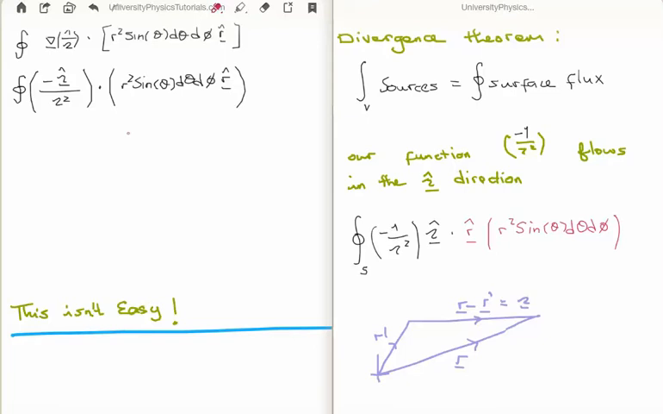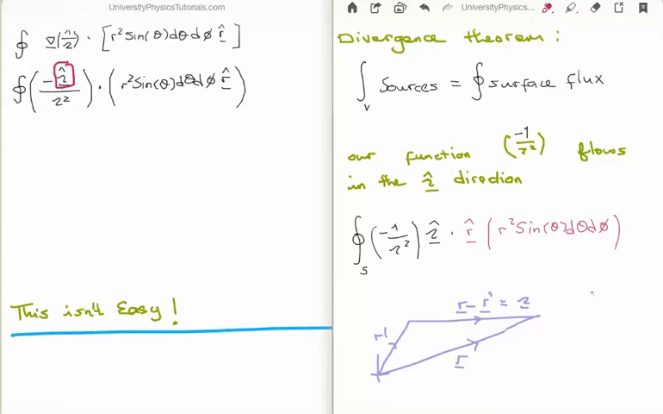So on the top right of your screen, I've noted the divergence theorem in words. It says essentially that if you integrate over the volume of the sources, that's going to be equal to the closed surface integral of the flux. So our function in this case is minus 1 over the magnitude of the separation vector squared. We know, of course, that this flows in the separation unit vector direction, because if we look up on the top left of your screen, we have this unit vector here. So our vector field flows in this particular direction.